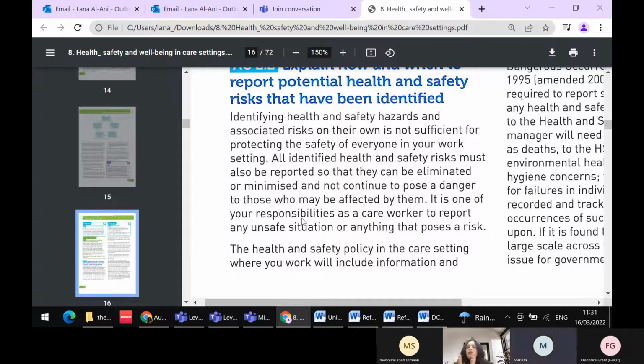So for me to report something, I need it to exist, yes? First of all, if there is any health and safety hazard being identified, I need to report it. If things are not done properly, not sufficiently, and people are getting injured or ill because of this, then I need to identify it and report it. All identified health and safety risks must be reported after I identify the problem.